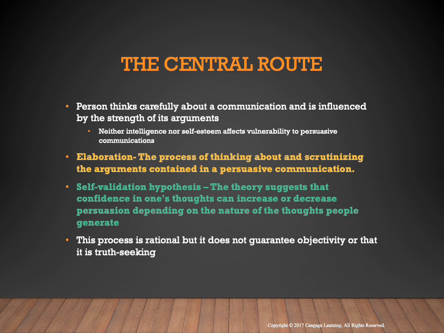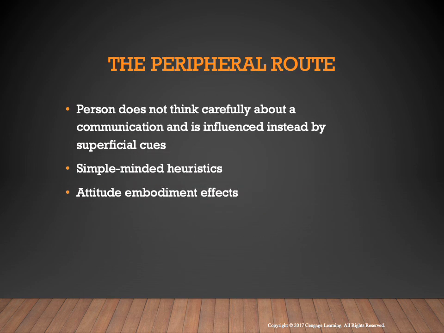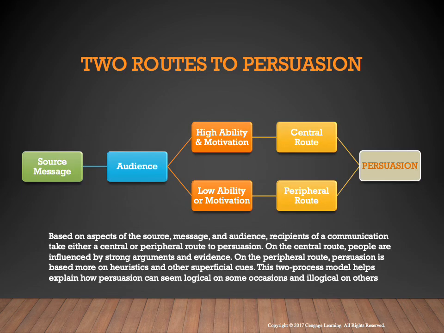While the central route to persuasion is rational, it does not guarantee objectivity or that the argument is truthful. The peripheral route. The peripheral route to persuasion describes the instance where a person does not think carefully about the communication and is influenced instead by superficial cues. Here, persuasion is influenced by simple-minded heuristics and attitude embodiment effects.